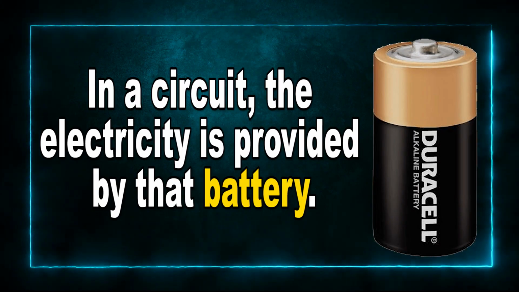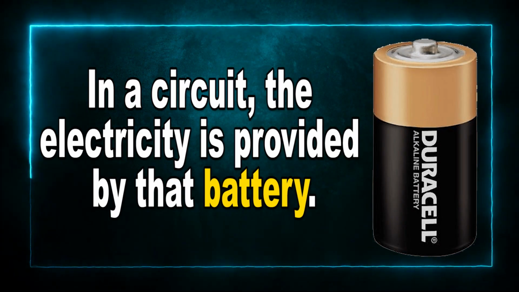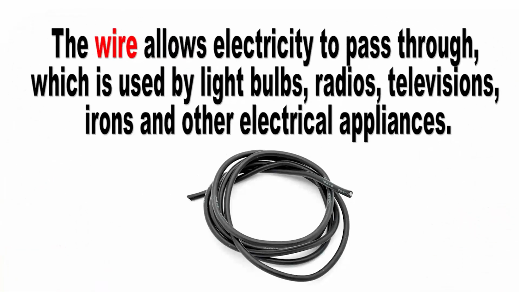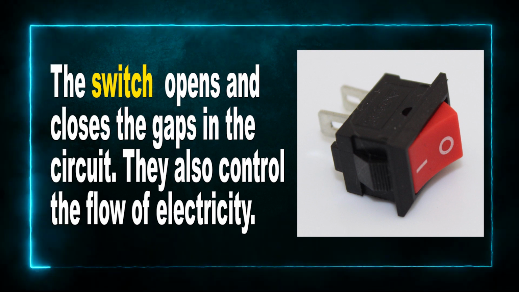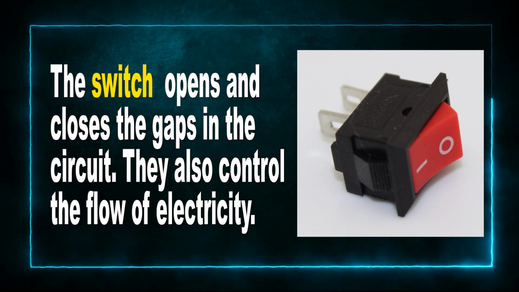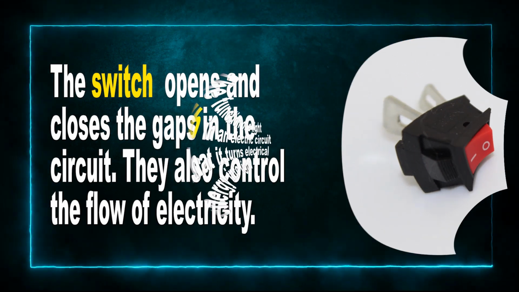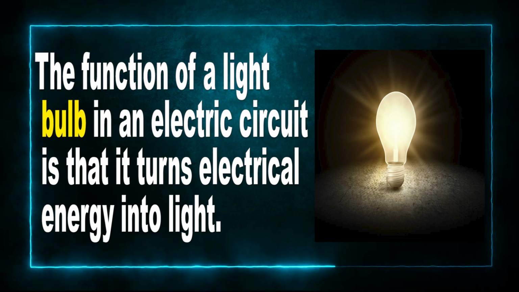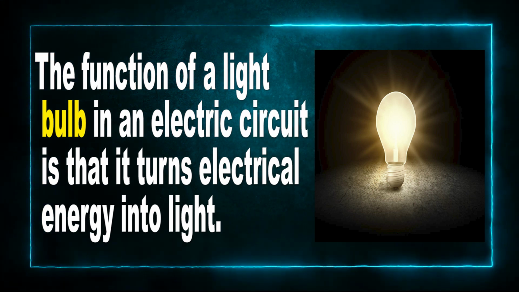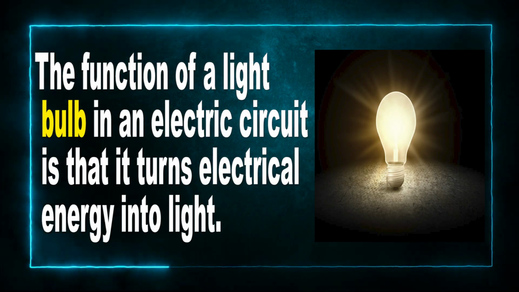In a circuit, the electricity is provided by the battery. The wire allows electricity to pass through, which is used by lighted bulbs, radios, television, irons, and other electrical appliances. The switch opens and closes the gaps in the circuit. It also controls the flow of electricity. The function of a light bulb in an electrical circuit is that it turns electrical energy into light.